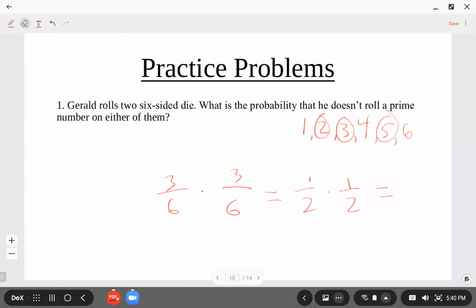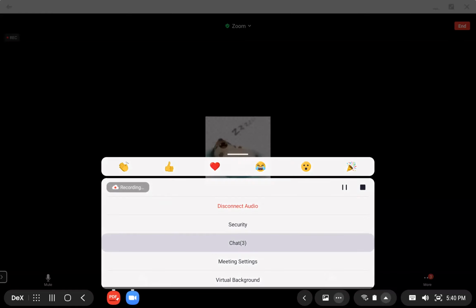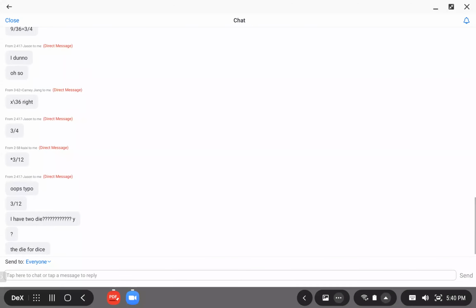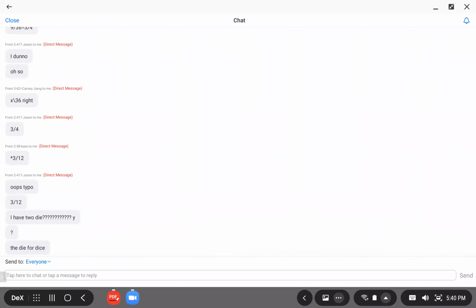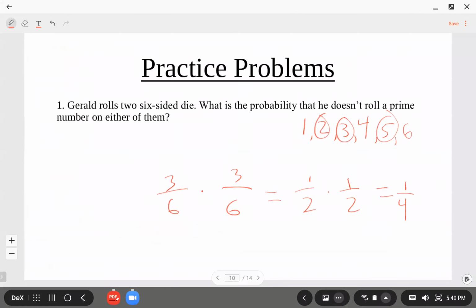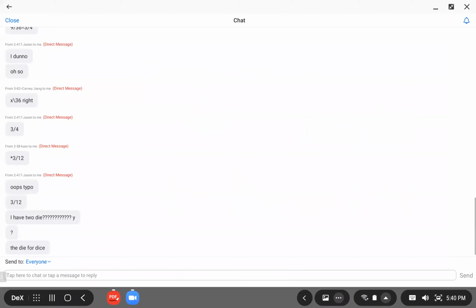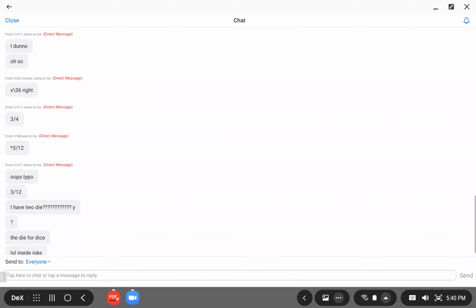Is that clear? So does everybody understand? Oh, yes. Dice, okay? Rolls two-sided dice. Thank you for correcting my grammar mistake. So very good, Kaishi, and the others who got the correct answer. Very good.